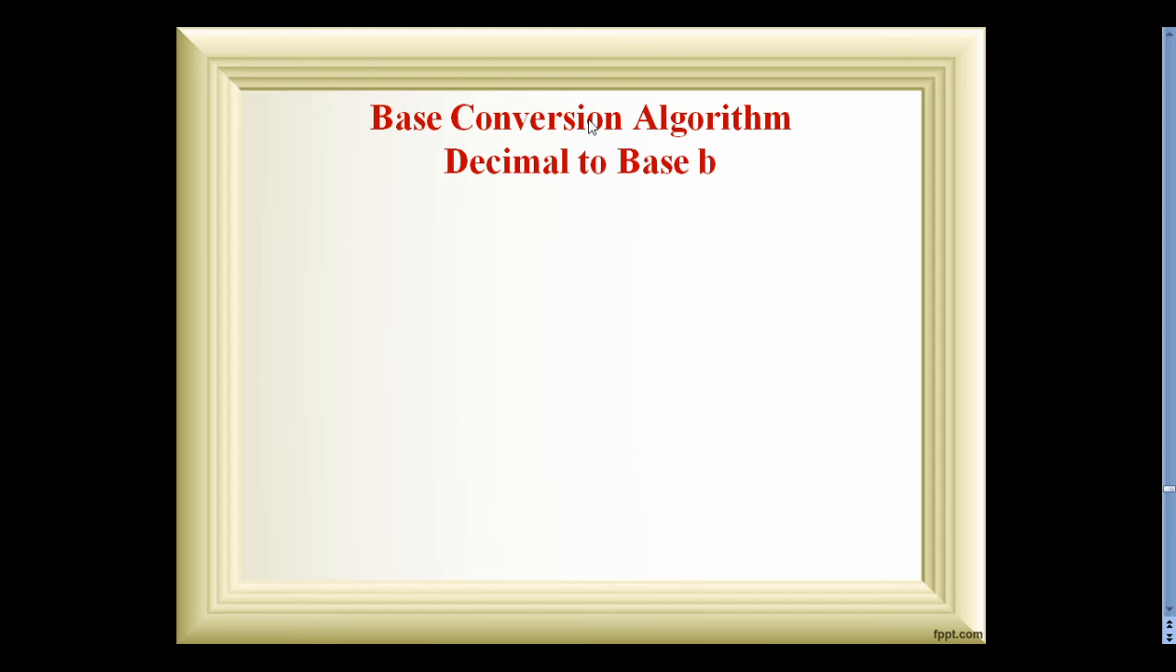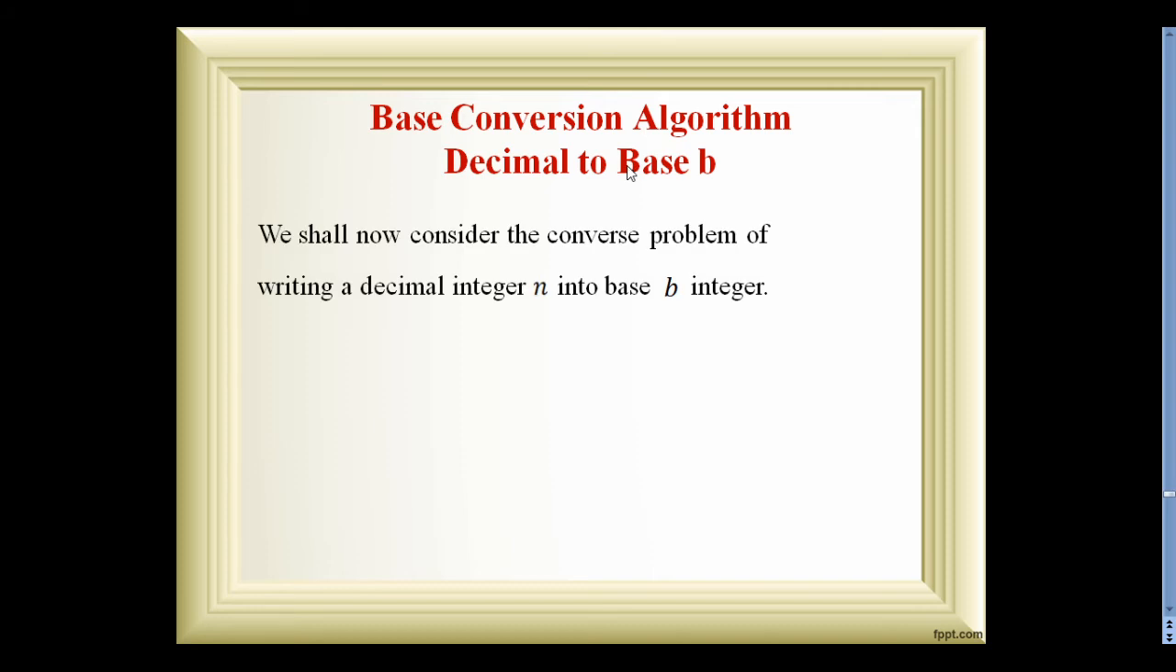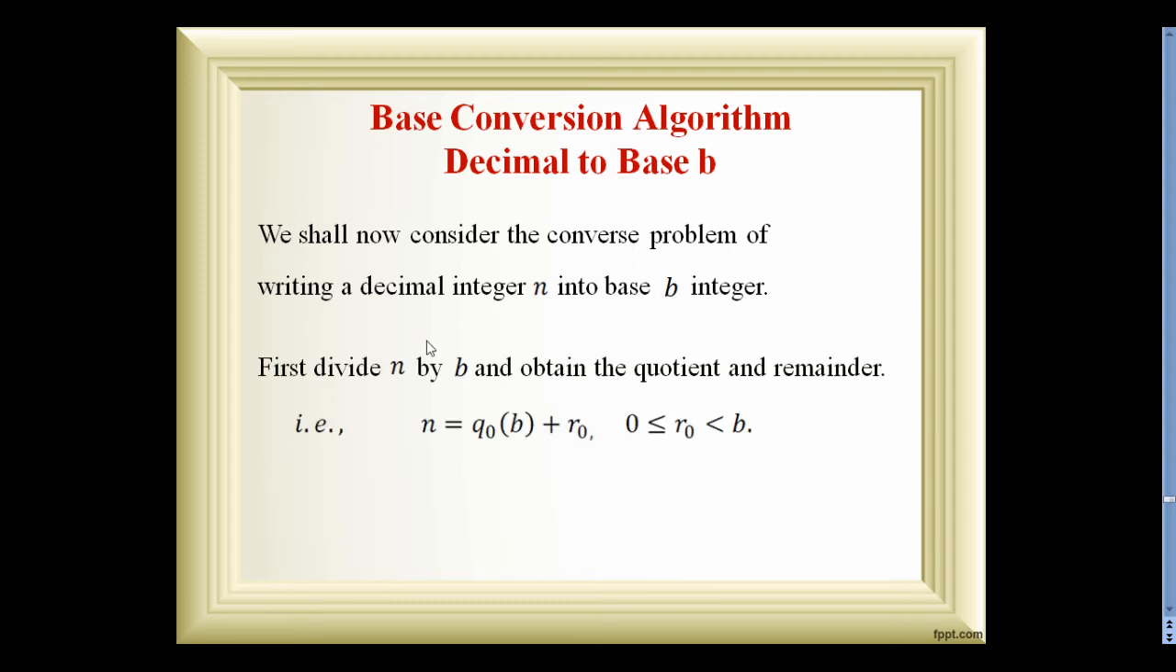Now we will see the base conversion algorithm, decimal to base B. So we shall consider the converse problem of writing the decimal number n into a base B integer. First we divide n by B. So n is the given number. We should divide by B, and obtain the quotient and remainder. This is nothing but it has come from the Euclidean algorithm, a equal to bq plus r. That equation only I am writing in this way: n is equal to q0 into B plus r0. r0 is a remainder which lies between 0 and B.